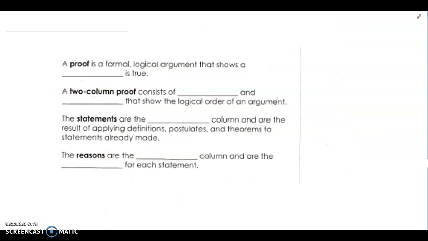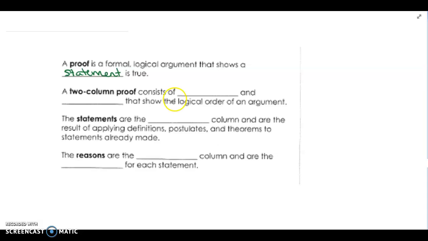All right, I know this is kind of out of order, and it's because it folds really, really awkwardly. But find this part here where we have the vocab part, and we're going to fill this out. All right, so a proof is a formal logical argument that shows or proves that a statement is true.